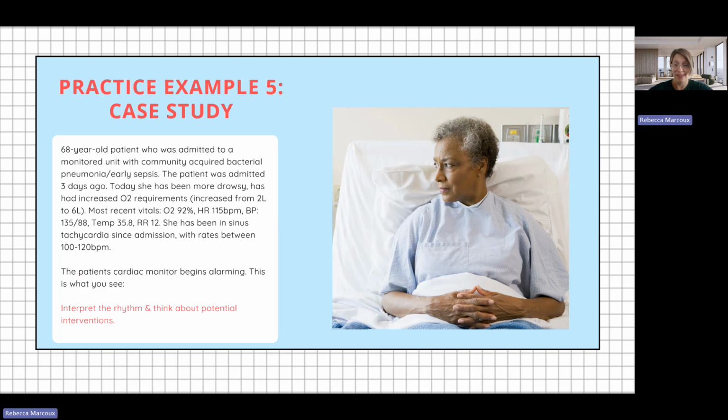Our last case study today is a 68-year-old who was admitted to a monitored unit with community-acquired bacterial pneumonia. The patient was admitted 3 days ago. Today she's been more drowsy, had increased O2 requirements. She was increased from 2 liters to 6 liters. Most recent vital signs were a saturation of 92%, heart rate of 115, blood pressure 135 on 88, temp was 35.8, and a resp rate of 12. She has been in sinus tachycardia since admission with rates between 100 to 120 beats per minute.